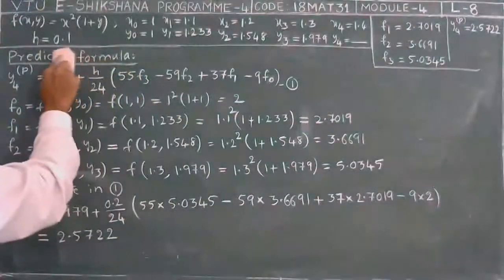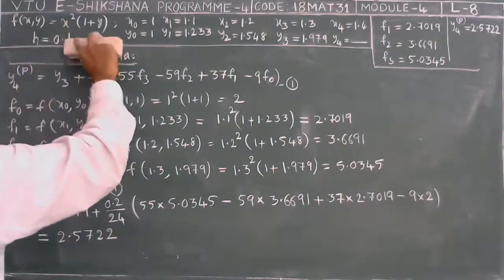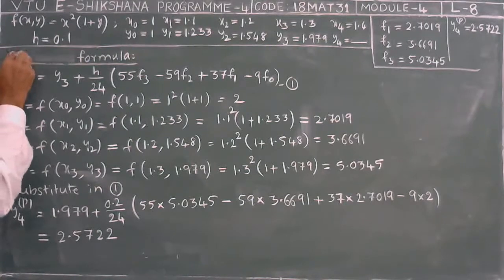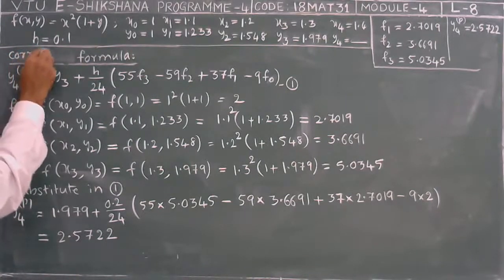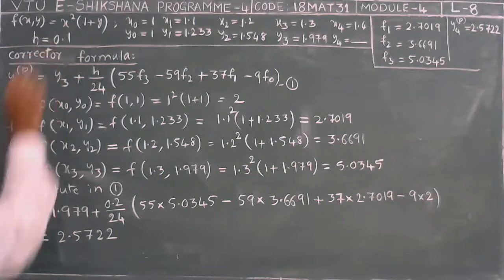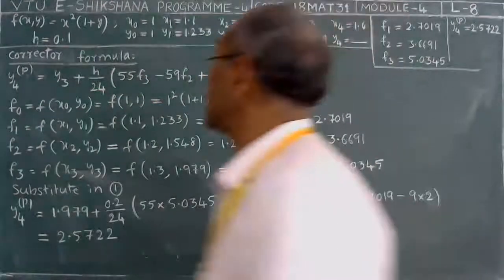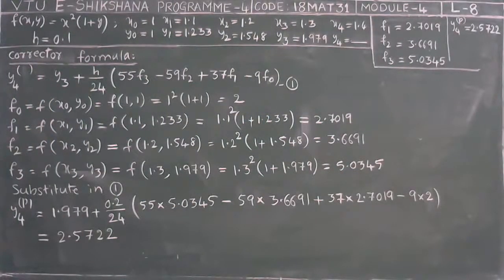Now, the corrector formula. Let me write the corrector formula. I try to improve the value. That is the corrector formula associated with the Adams-Bashforth method, the Adams-Bashforth-Moulton corrector formula. So this starts from y3 again.